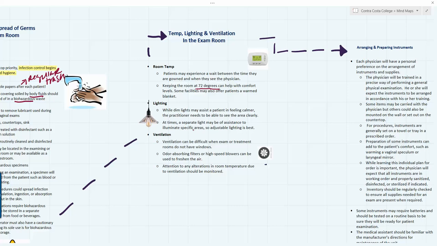And also, one other thing with the ventilation is that you want to make sure you're paying attention to any adjustments in the room temperature because ventilation can sometimes cause adjustments in that room temperature. So if the room temperature gets really hot, then the ventilation may not be working, or if it gets really cold, then the ventilation may be working too well. So it just kind of depends. So one thing to keep in mind is you may want to monitor the temperature, and that may be linked to the ventilation issues.